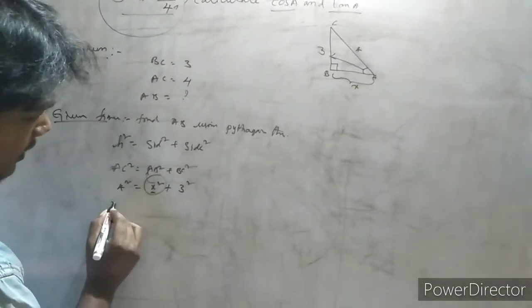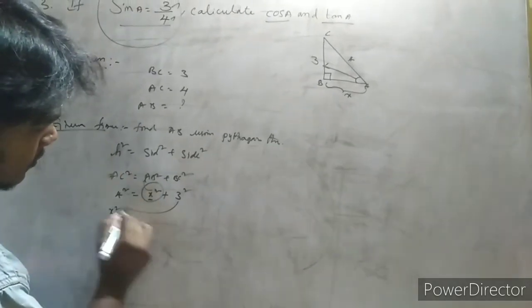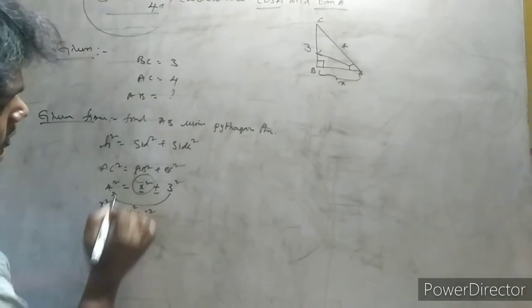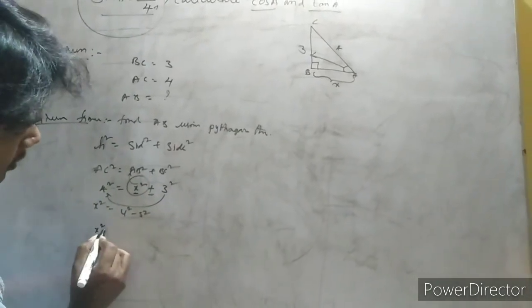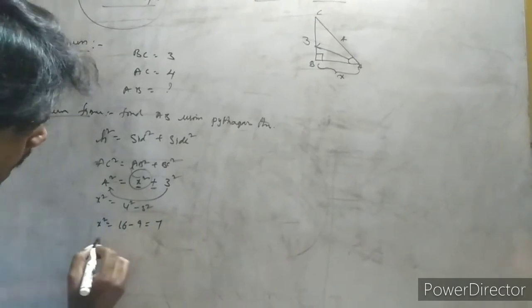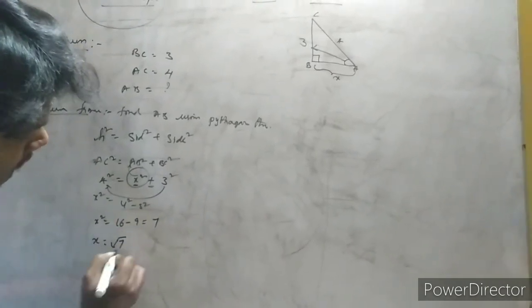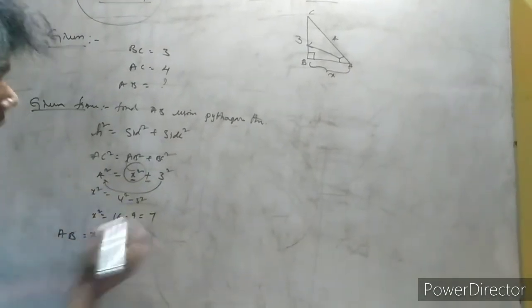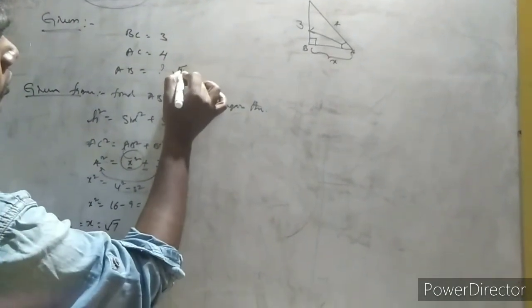Let us find x, which is AB. So x square equals 4 square minus 3 square, because plus coming to this side becomes minus. x square equals 16 minus 9, which is 7. So x equals root of 7, and x is nothing but AB. So AB is root 7. Then you can easily find cos A.